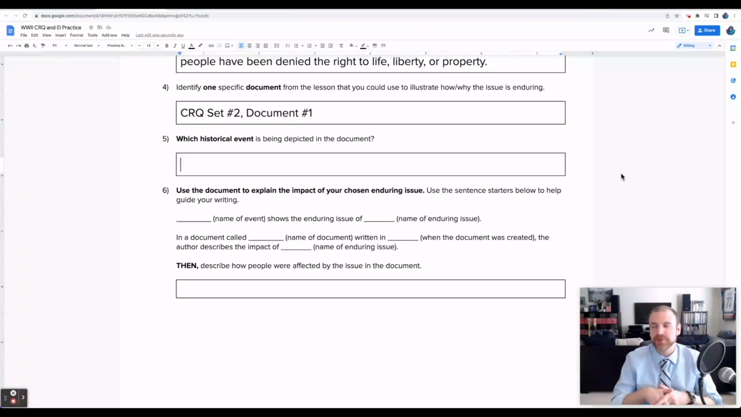We don't just want to keep saying in our essay, document 2, document 1, right? We want to give that document a historical event that's associated with it. So which historical event is being depicted in document number 1? We're going to say dropping the atomic bomb on Hiroshima. That's the historical event being discussed here.